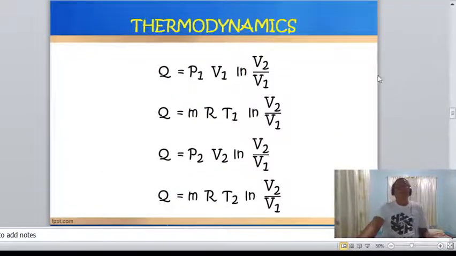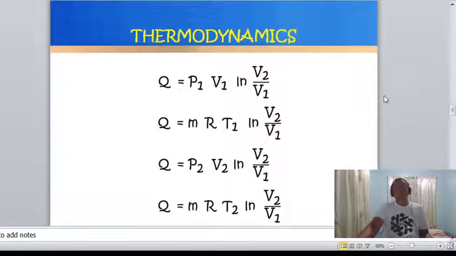Also, heat transferred. From the previous slides, Q is equal to P1 V1 ln of V2 over V1. Q is equal to mR T1 ln of V2 over V1. And then, Q is equal to P2 V2 ln of V2 over V1. Or Q is equal to mR T2 ln of V2 over V1. But you can also, class, use the ratio of the pressure. Instead of V2 and V1, you can also use the ratio of the absolute pressure. If pressures are given, you replace the ratio of the volume with the ratio of the absolute pressure.